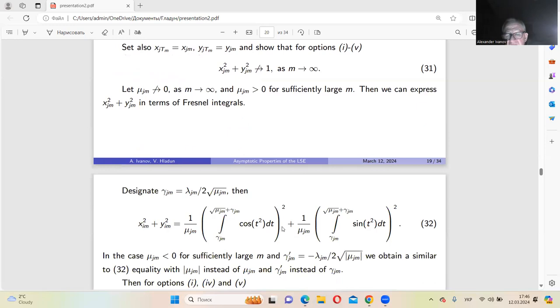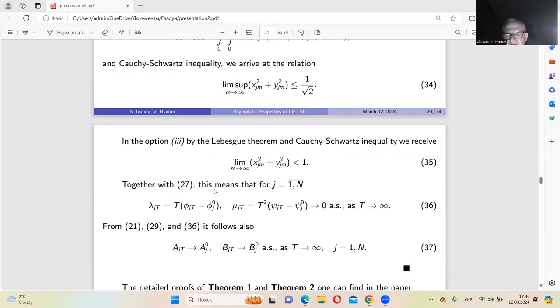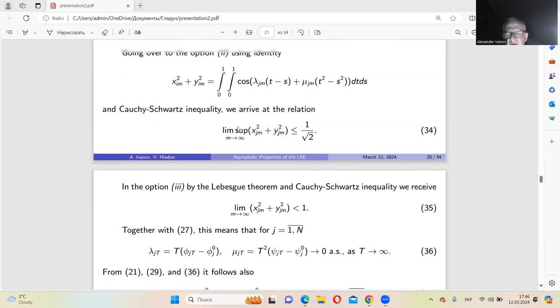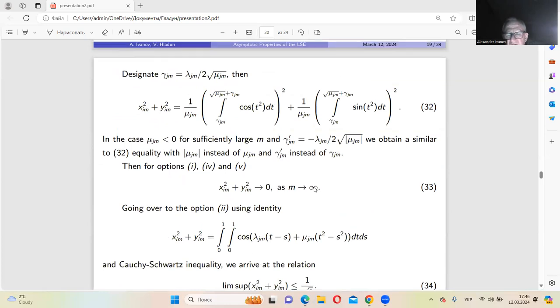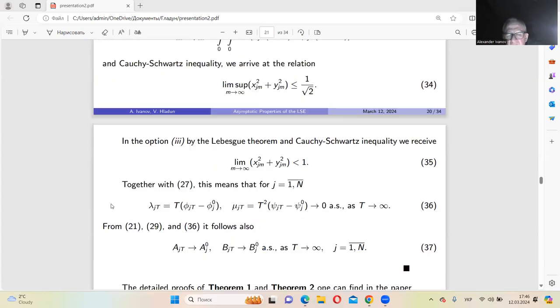It means that this is all the proofs of this relation. Together with 27, it means that we have the relation 36. This is part of our theorem on consistency. And from the previous formulas, it follows also that the amplitudes tend to the true values of parameters as well.